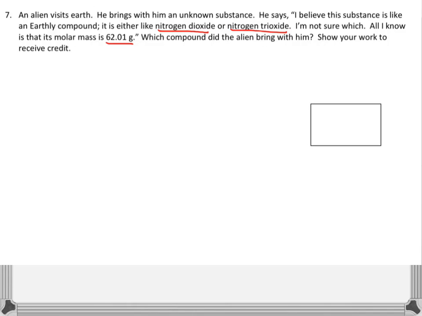So the first thing that we need to do is take a look at these names and figure out what my formulas are. So nitrogen dioxide, again, we know we're talking about a covalent compound, so there's 2. And then my second one is nitrogen trioxide. Tri again means 3. So again, I'm going to organize my information. Nitrogen, I only have 1. Oxygen, here I have 2. So nitrogen's atomic mass is 14.007. Oxygen, 15.999. I don't know how I forgot that.